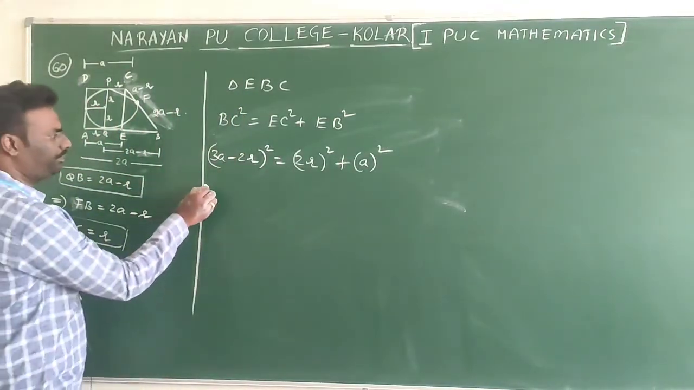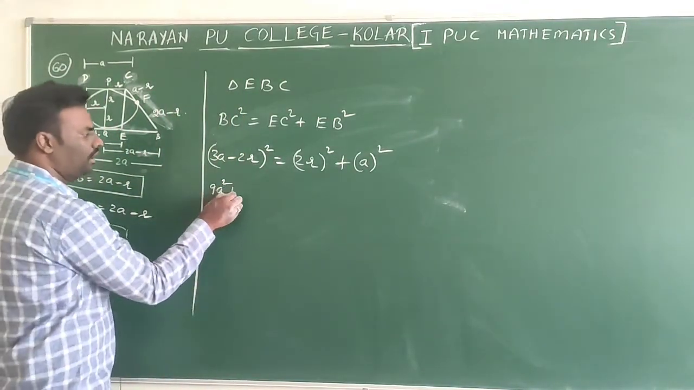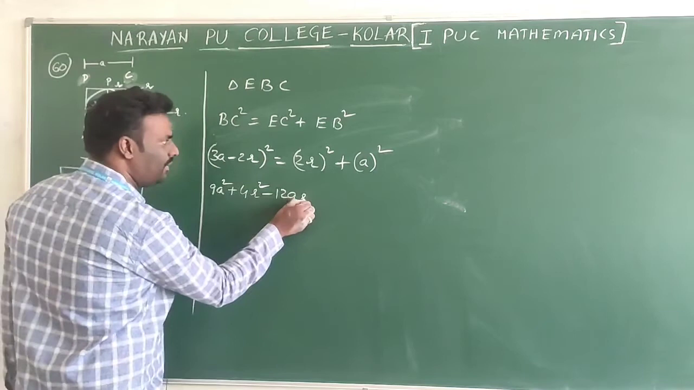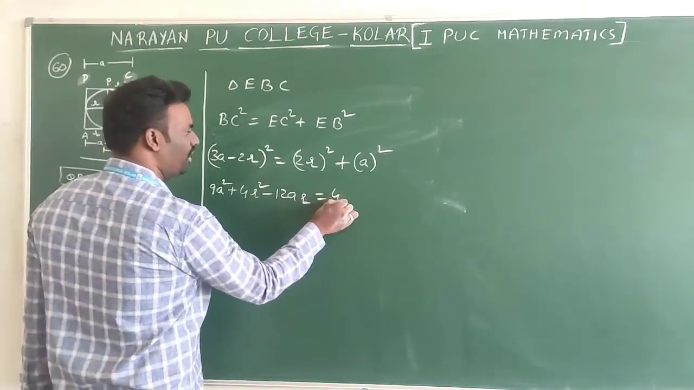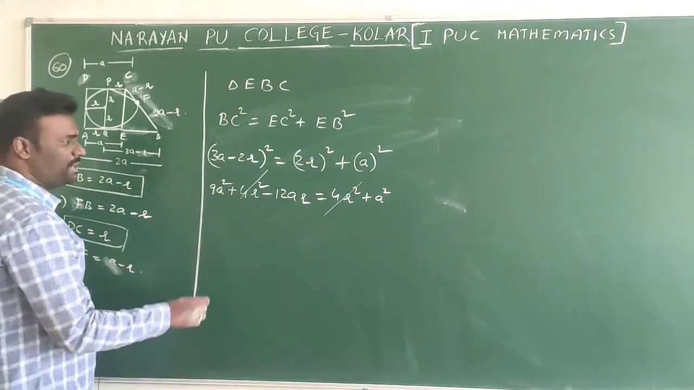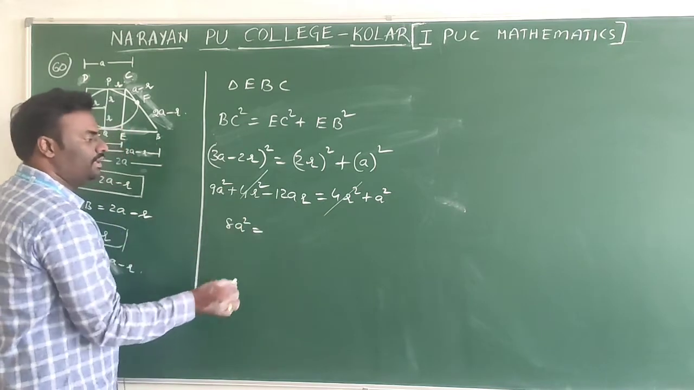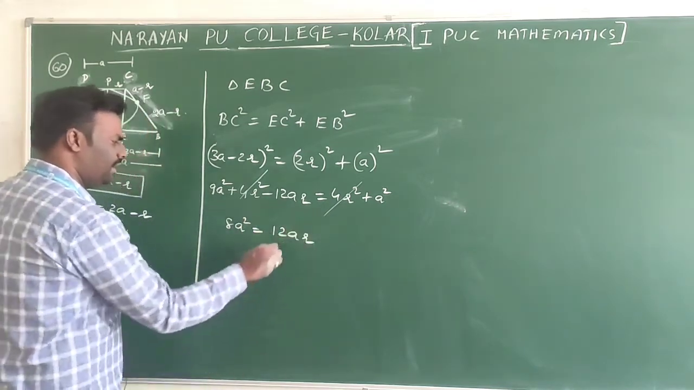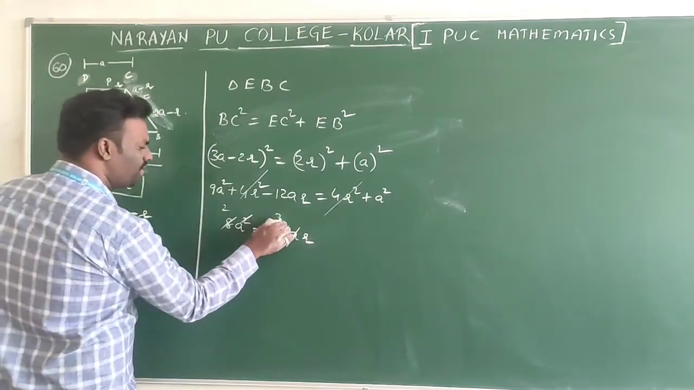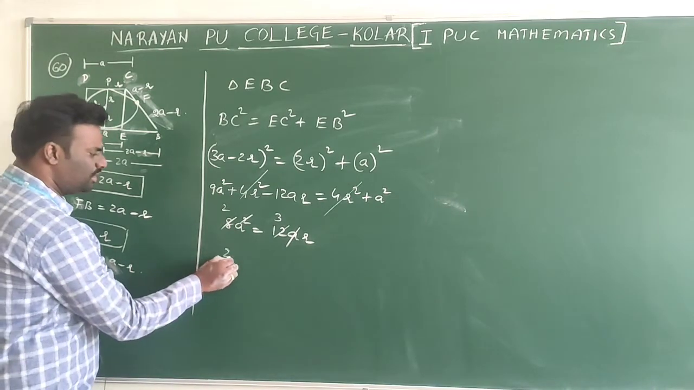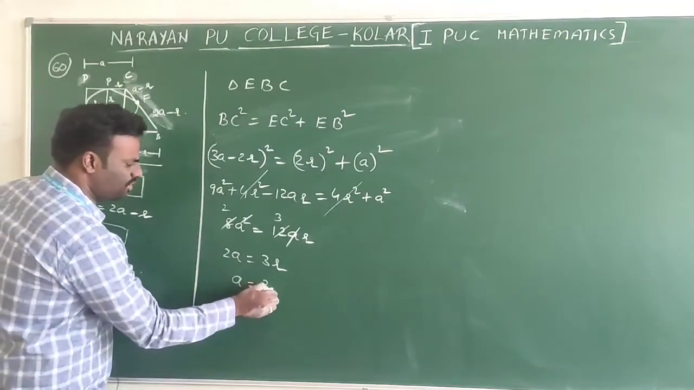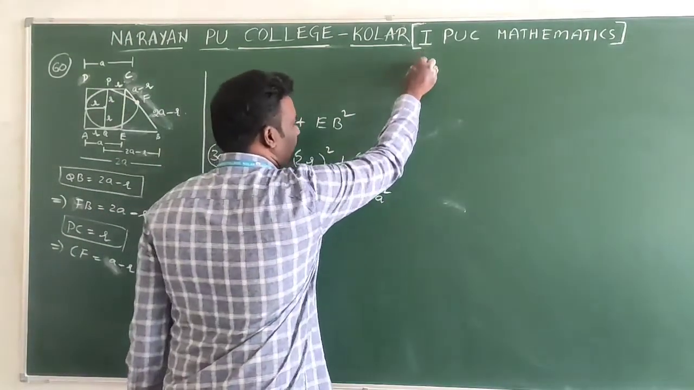If we expand, 9A square plus 4R square minus 12AR equals 4R square plus A square. 4R square gets cancelled. 9A square minus A square is 8A square, that equals 12AR. Now A and A get cancelled, 4 and 3 get cancelled. Now you will get 2A equals 3R. From this, A equals 3R by 2.